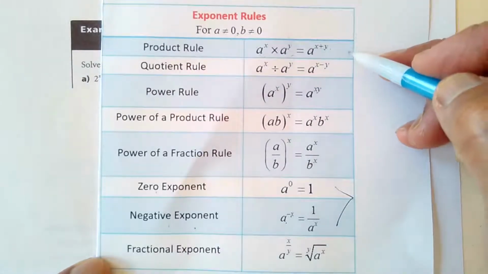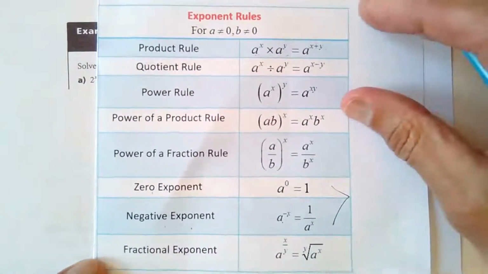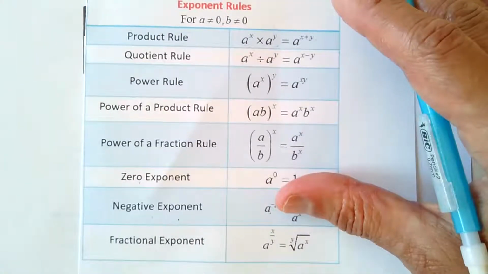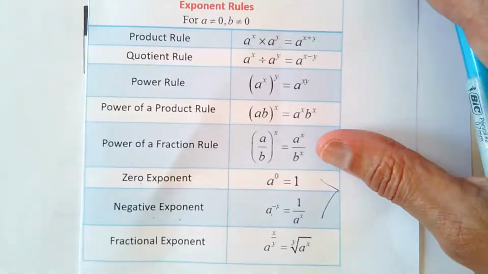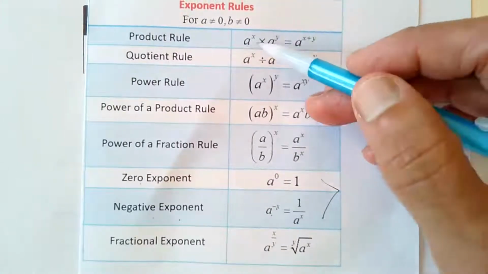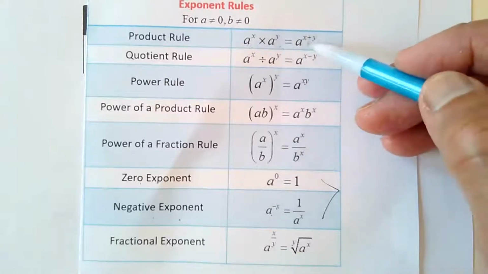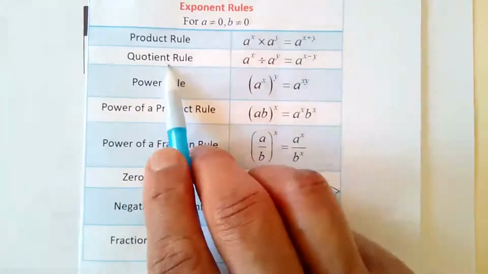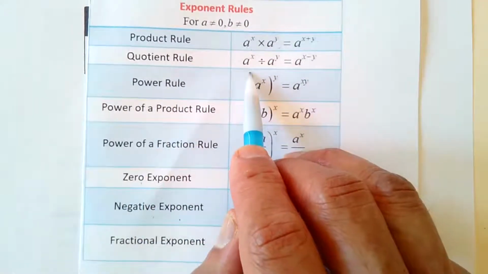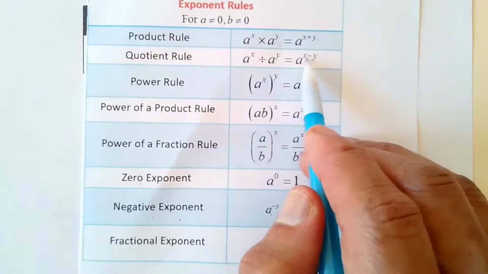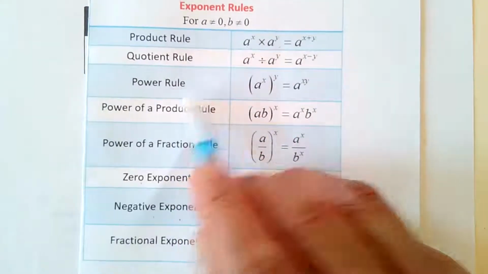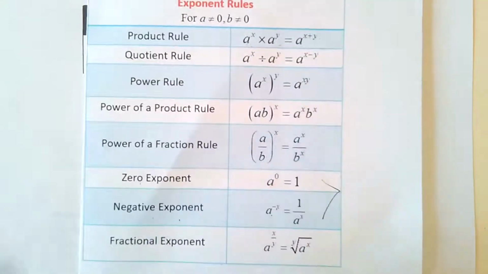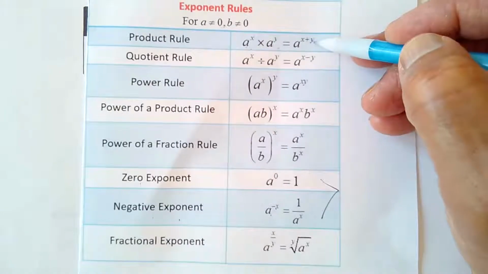You have to remember these rules because solving an exponential equation requires that you change the form of the equation or the base in such a way that you're able to get a common base. Once you have a common base, you have to know how to add or multiply the exponents. In this case, we have the quotient rule. We have a division: a to the x divided by a to the y is a to the x minus y. The power rule: we have a to the x, in brackets, to the y. You multiply. Don't confuse it with the product rule.